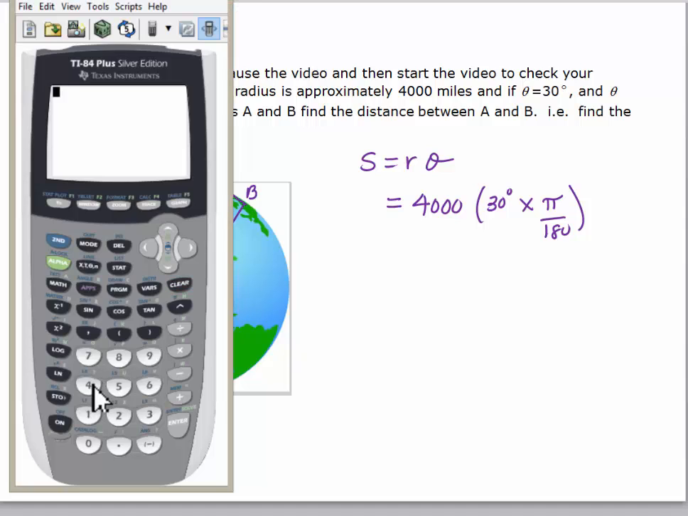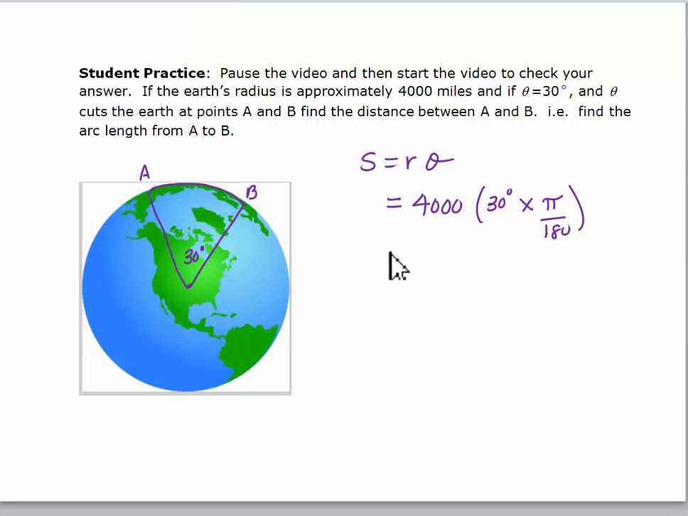So we've got 4,000 times the 30 times pi, again the second caret key is where you find your pi, divided by 180, close the parentheses, hit enter, and S is approximately equal to 2,094 miles. So basically A and B are approximately 2,094 miles apart on the curve.